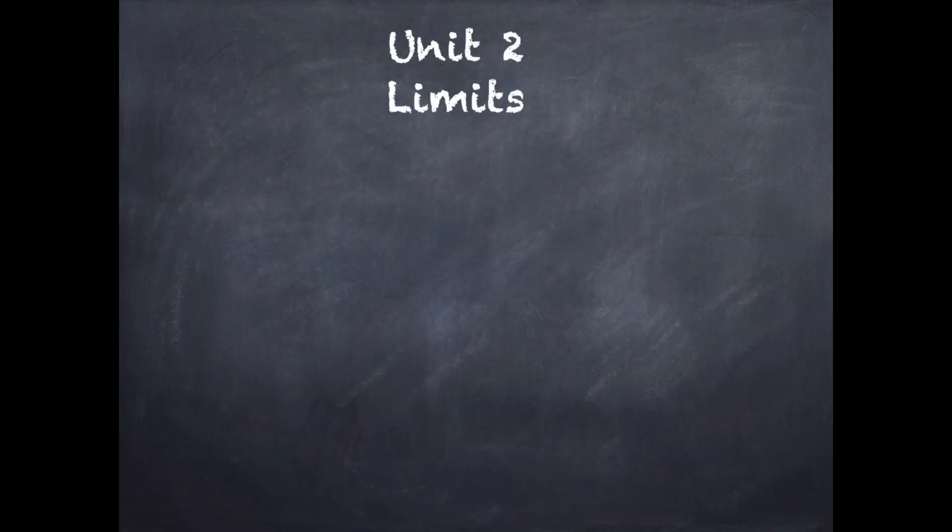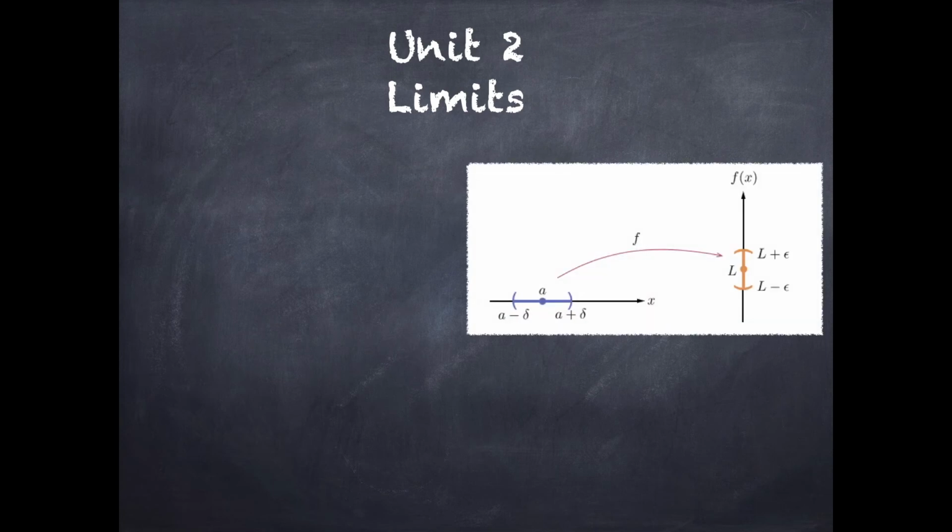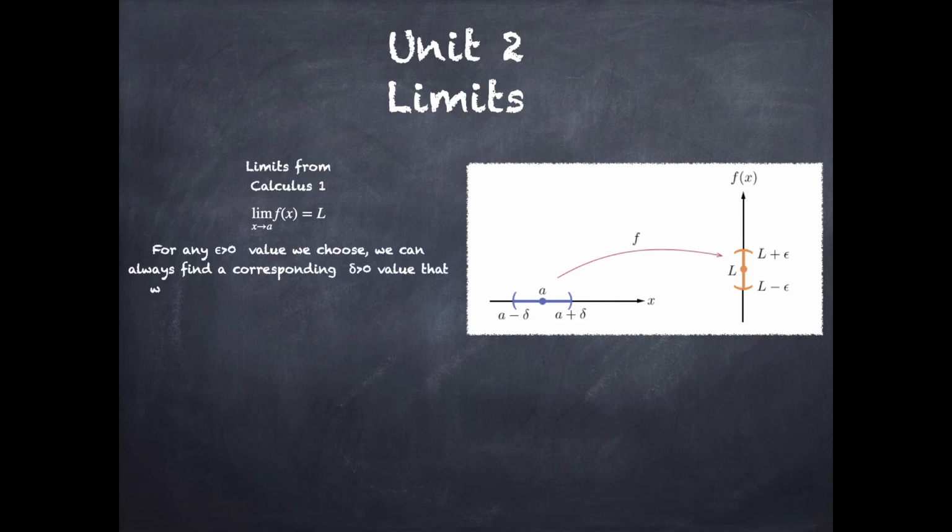This week, we learned about limits and continuity. Unit 2 started with the concept of limit. First, we reviewed the formal definition of limit from Calculus 1. In Calculus 1, we've seen the epsilon delta definition of limit. Our definition of limit for functions with two variables is a very similar one.